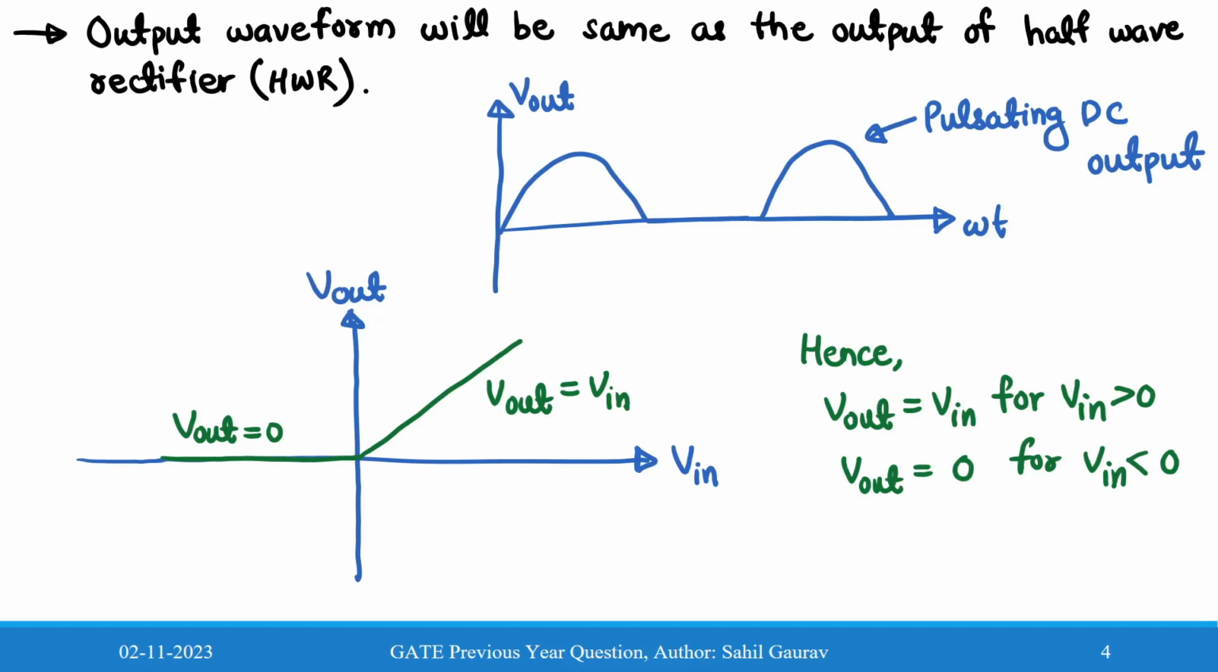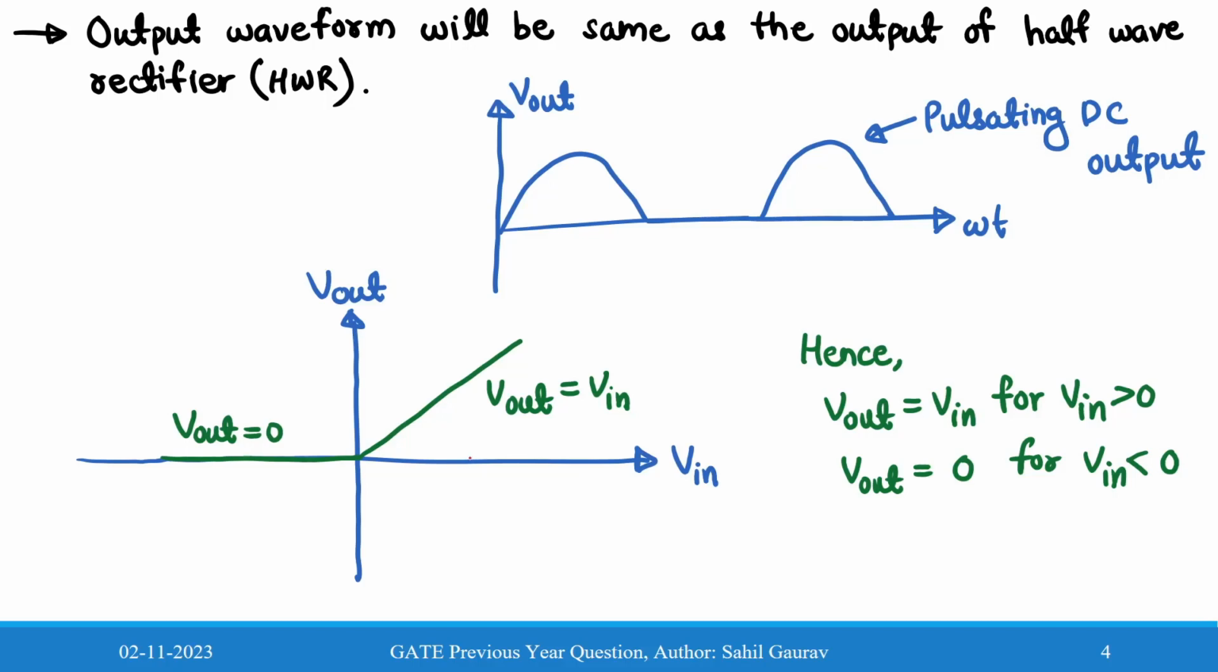Now if we make the output waveform, we can see here that the output waveform will be similar to the output of half wave rectifier. So during positive half cycle it will conduct, and in the negative half cycle it will not conduct, therefore the output voltage will be 0, and again during positive half cycle it will conduct, then again voltage comes here, so therefore this output is pulsating DC output.